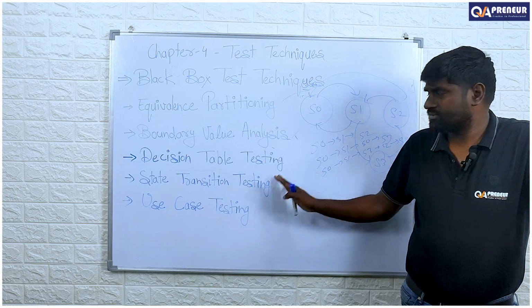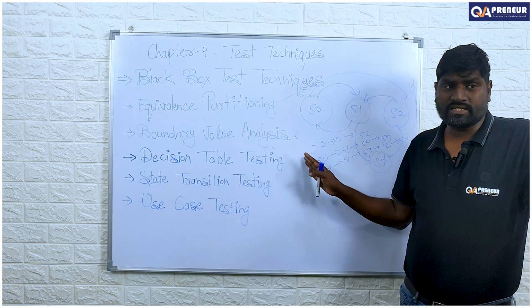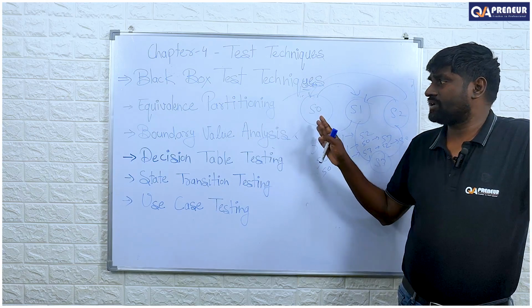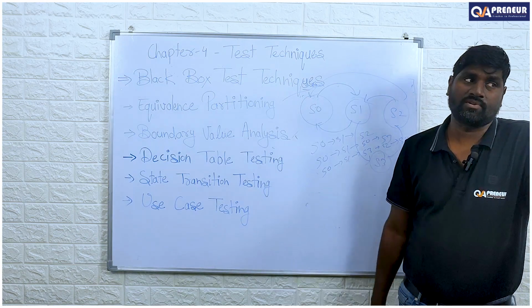State transition testing we have already covered. Decision table testing we have already covered. Boundary value analysis we have covered. Equivalence class partitioning we have covered.